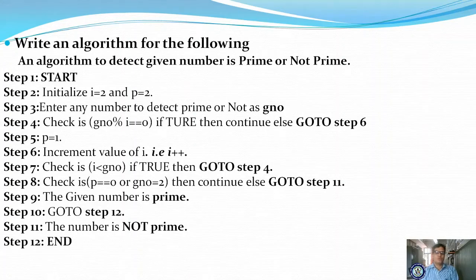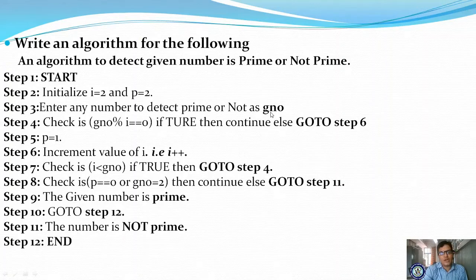Okay, so to do this we are taking an algorithm. For that we are starting. What is step 1? Start. What is step 2? We are initializing the i value as 2 and the p value as 2. Okay, why 2? Because 1 is divisible only by 1, right? So we should not take it from 1. We should consider it from 2 onwards. 2, 3, 5, 7, 11 and so on are prime numbers. Now enter any number to detect prime or not as the given number.